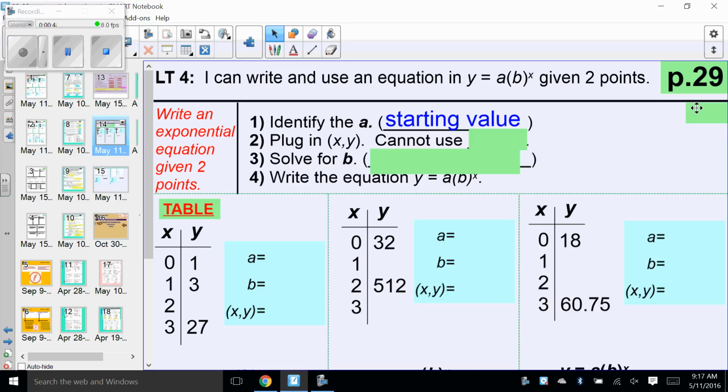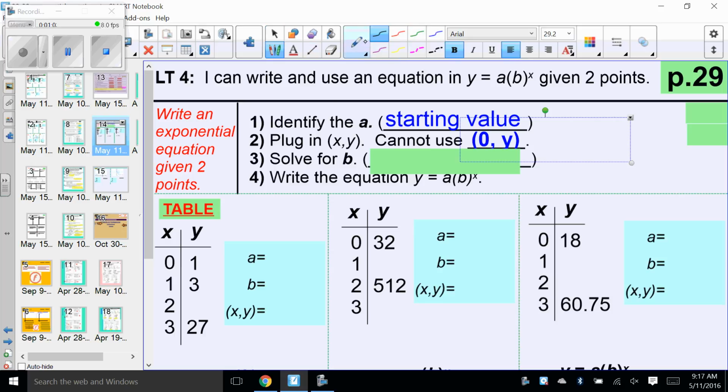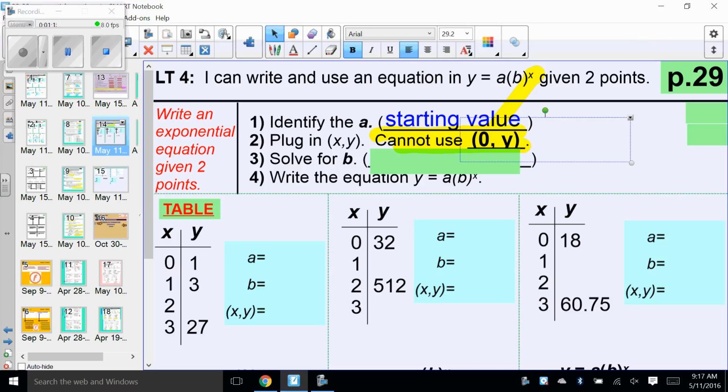We'll plug in our xy coordinate, just like we've done in y equals mx plus b, so same thing. And we cannot use 0 for x. That's the only problem. We're going to have an issue when we use 0 for x because of the power. As we've talked about over the last couple weeks, anything to the 0 power becomes 1. So there is a dilemma there. You cannot use x as 0. That's the only thing to point out there.